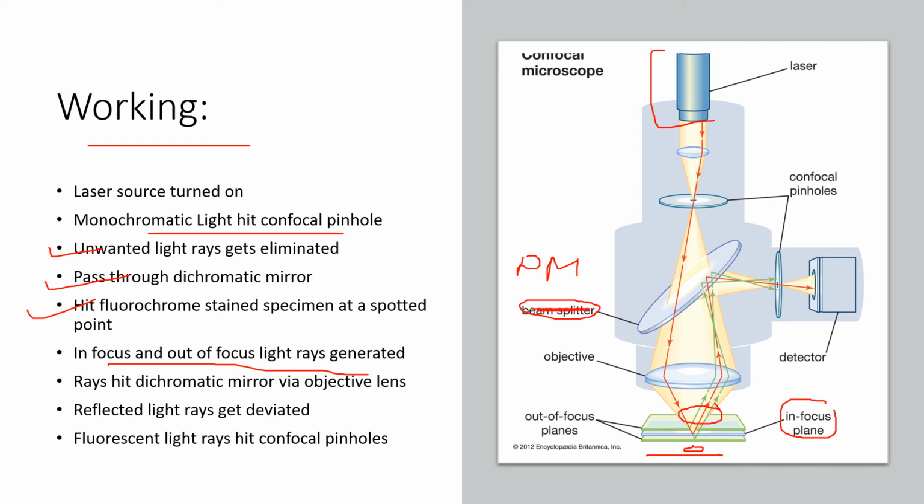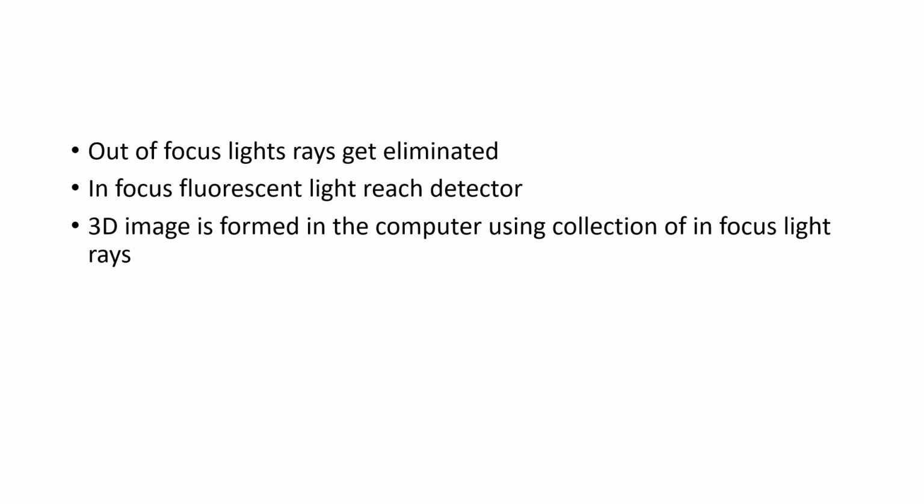Both the light rays hit the dichromatic mirror via the objective. All the reflected light coming from the specimen gets eliminated. Only fluorescent light passes through the dichromatic mirror, both out of focus and in focus. Again, the confocal pinhole removes the out of focus plane light rays, and then only in focus fluorescent light reaches our detector. So the out of focus light gets eliminated, in focus light rays reach the detector, and finally a 3D image forms by taking more in focus light rays.